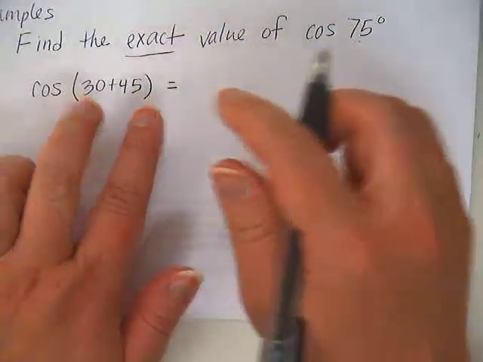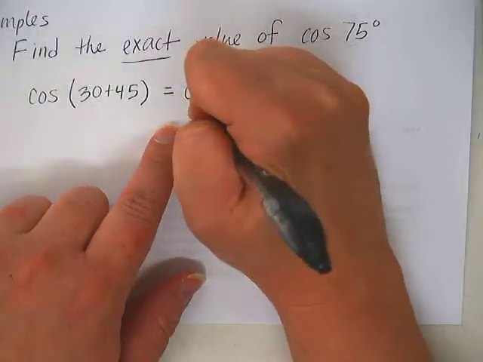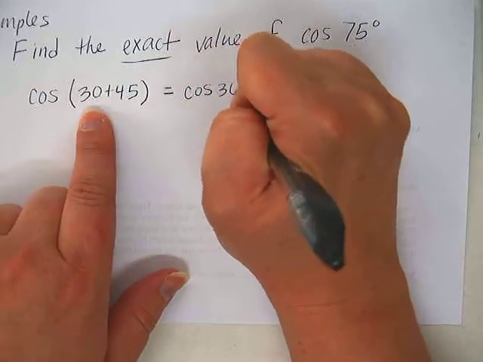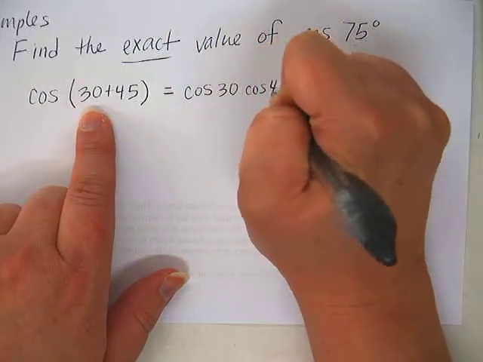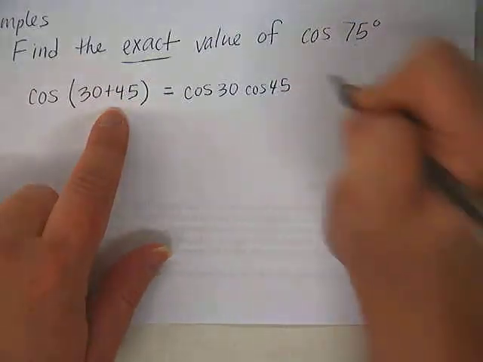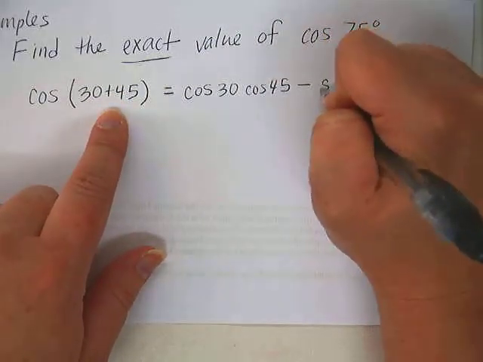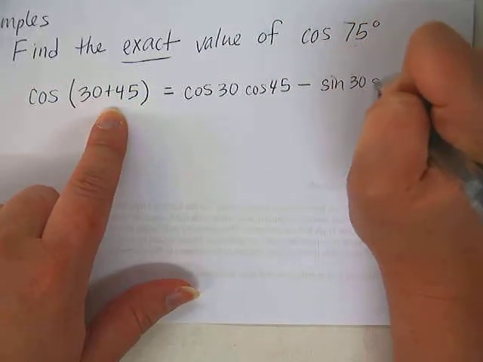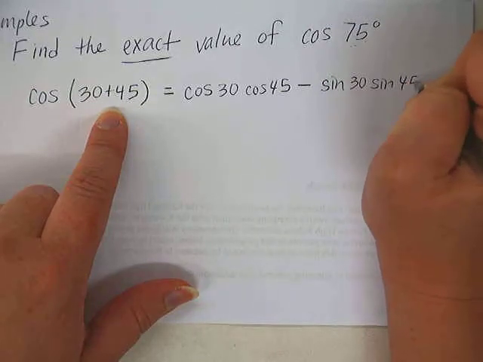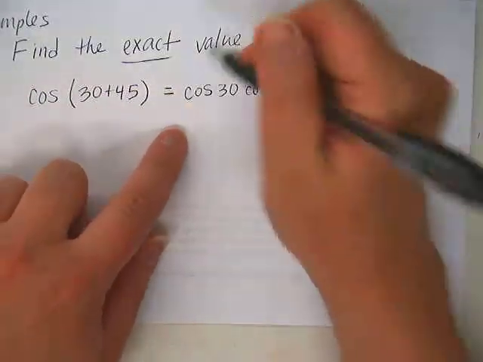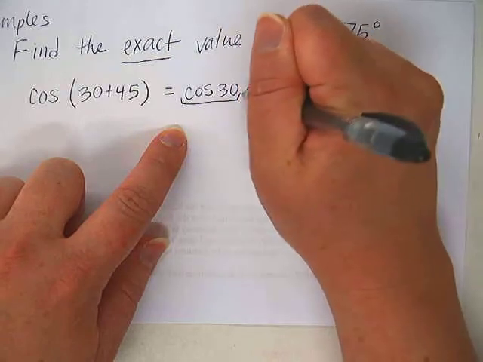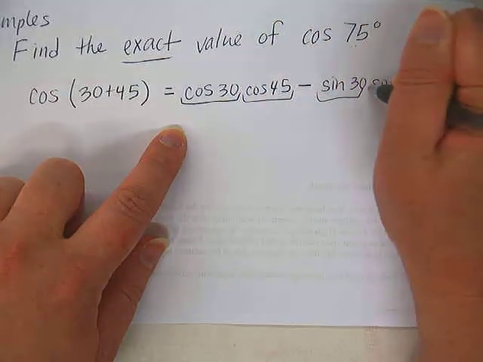Okay, so using the identity we just learned, where 30 is representing alpha and 45 is representing beta, we plug those values into our formula, into our identity. So cosine 30, cosine 45, and then remember the sum identity actually has a minus, sine 30, sine 45.